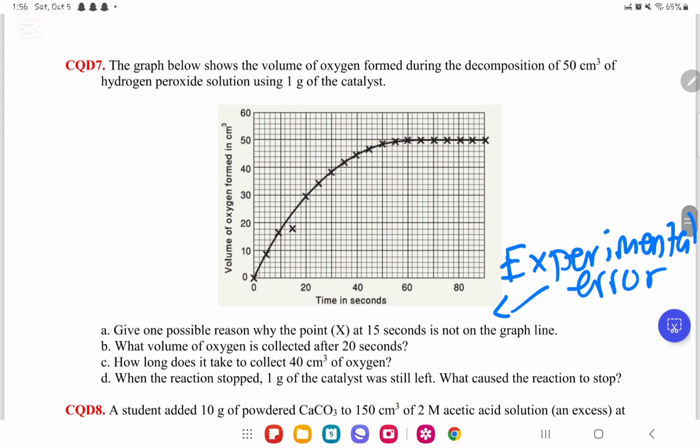B. What volume of oxygen gas is collected after 20 seconds? At 20 seconds, the volume was 30 centimeter cubed. How long does it take to collect 40 centimeter cubed? At 40 centimeter cubed, it's here. So let's say this is 30. This is approximately, I would say, 32 to 33 seconds. So how long does it take to collect 40 centimeter cubed of oxygen? It's between 32 and 33 seconds.